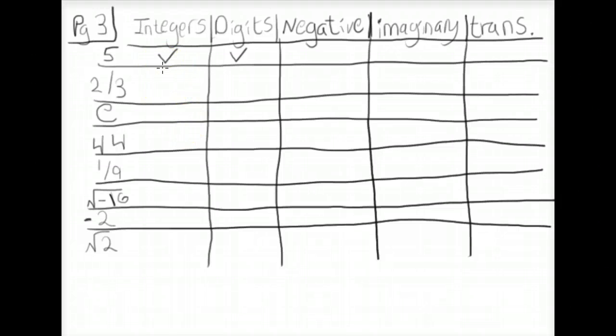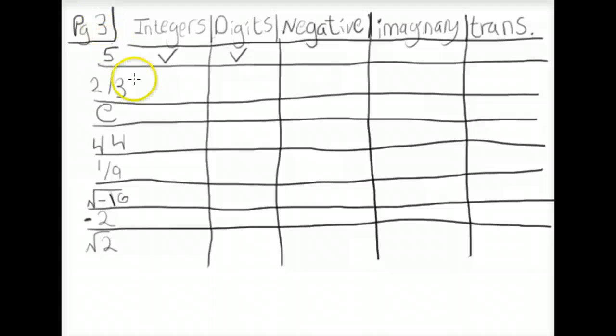Now going next is 2/3. Now 2/3 is a part of a whole number, so we don't classify that as an integer, nor do we classify that as a digit. It is not a negative number, it is not an imaginary number, or a transcendental number. Well, we would classify it as a rational number, but I just did not include that section in the table.